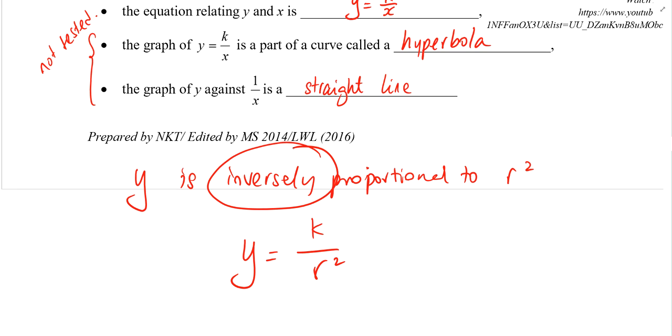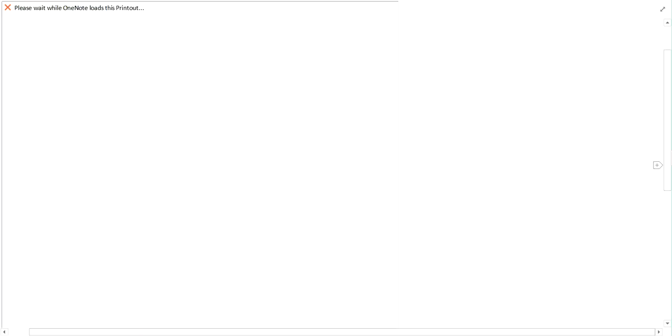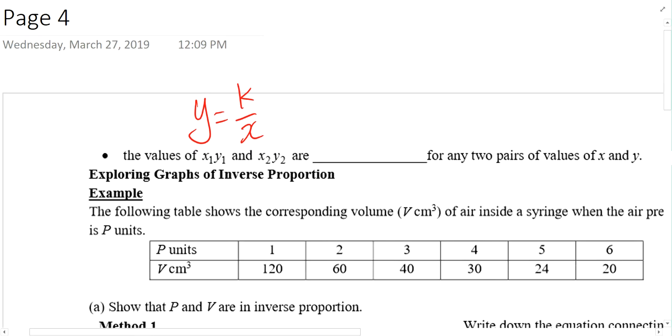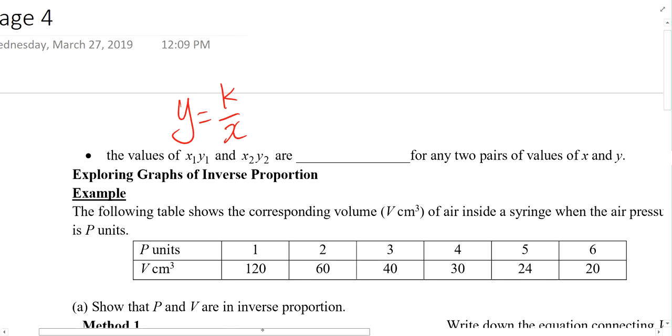Get it? Okay. Now there is something about inversely proportional. That value k over there is going to be a constant also, just like our direct proportion, that k is going to be a constant. Okay? So let's see what happens in the next page. The values of x1 and x2, just put at the top y equals k over x. Put this down first, so that we don't have to keep flipping here and there.